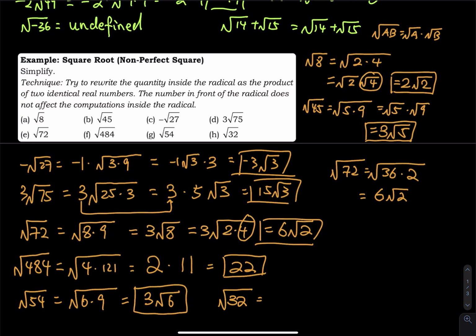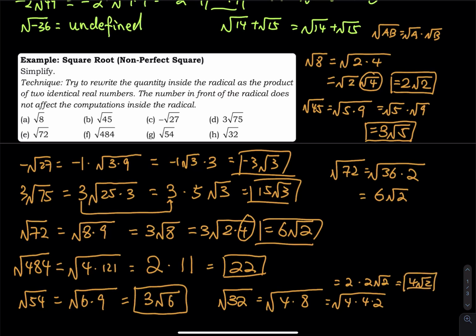So 32, you can do it step by step, or you do 16 times 2. So let's do the 4 times 8 first. I think most people go this way. And then the 8, you can break this down one step further. 4 times 2. So the square root of 4 is 2. This square root of 4 is 2. We just leave the 2 inside. So you get 4 root 2.